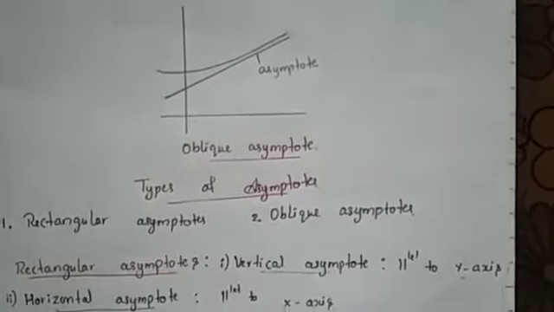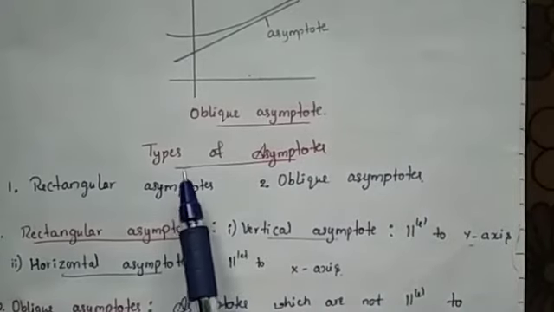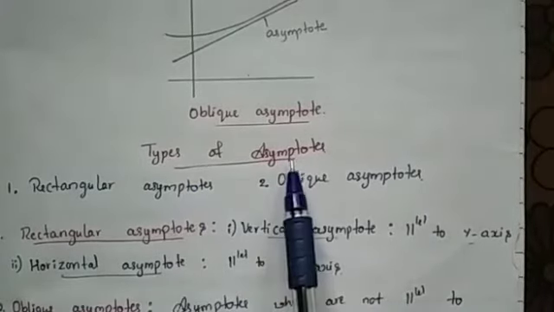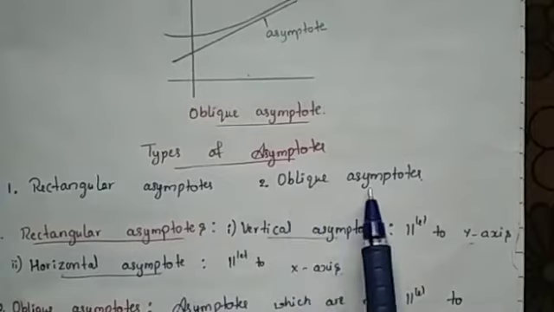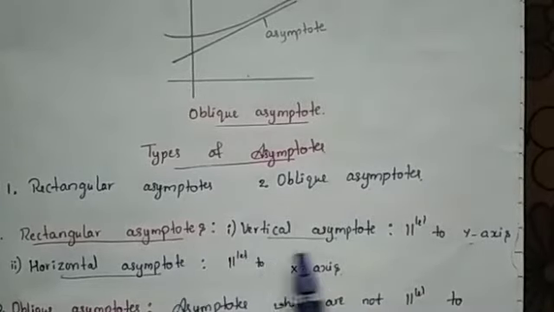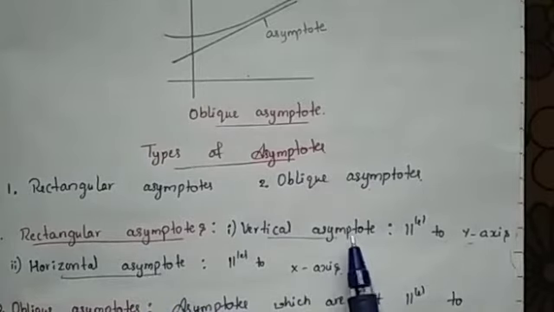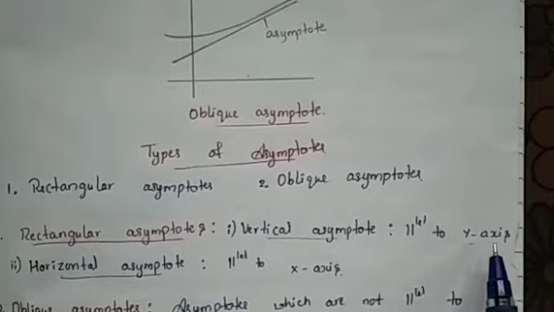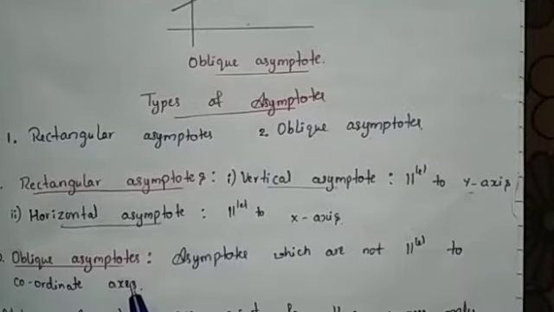Okay, in asymptotes, we see two types of asymptotes. One is the rectangular asymptotes and the other is the oblique asymptotes. In rectangular asymptotes, we see vertical asymptotes and horizontal asymptotes. Vertical asymptotes means the asymptotes which are parallel to the y-axis. Okay, horizontal asymptotes means they are the asymptotes which are parallel to the x-axis. Next, oblique asymptotes. Oblique asymptotes means the asymptotes which are not parallel to the coordinate axes.